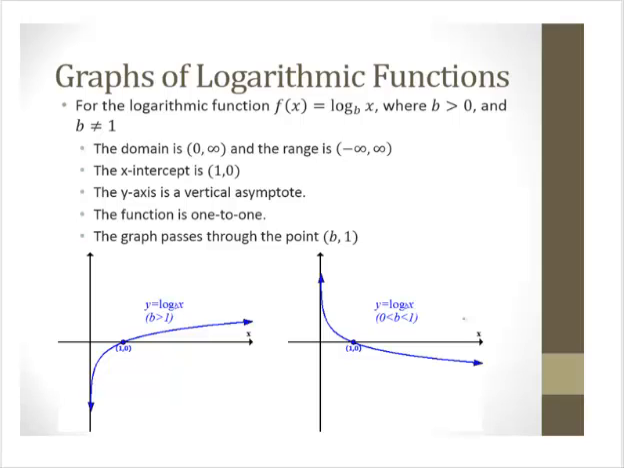Alright, so in general, if we want to graph the basic logarithmic function, f of x is the log base b of x, where b is positive and not equal to 1. We don't want the base to be 1. The domain will always be 0, infinity. The range will always be negative infinity, infinity. The x-intercept of the basic logarithmic function will always be 1, 0. The y-axis will always be the vertical asymptote, which can be denoted by the equation x equals 0. The function is 1 to 1, and the function will always pass through the point b, comma 1. We saw, when we had the log base 3 of x for our function, that f of 3 was 1. When the input was 3, the output was 1.